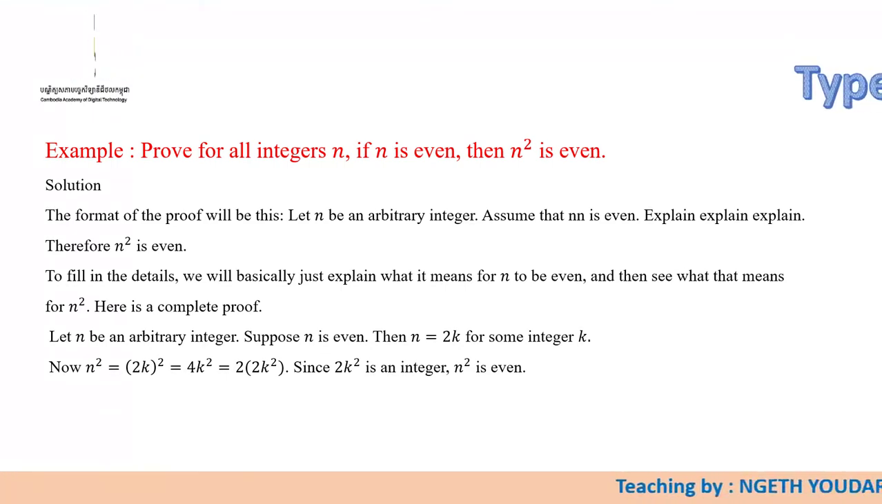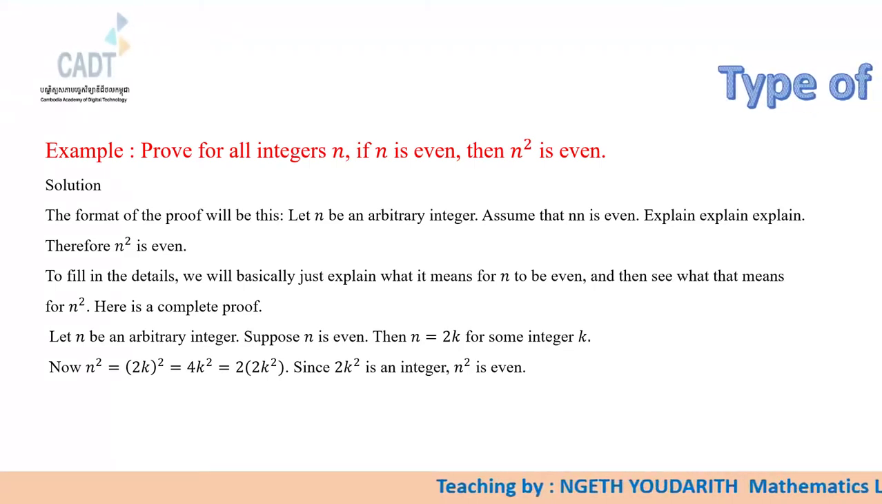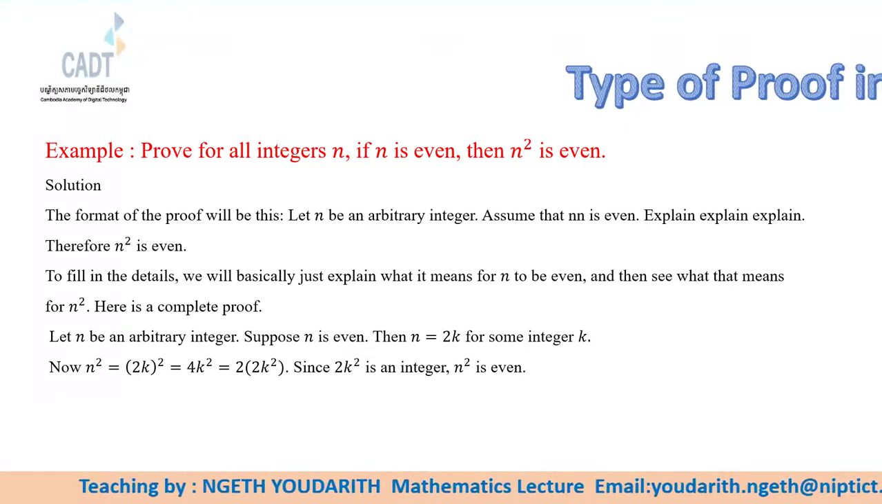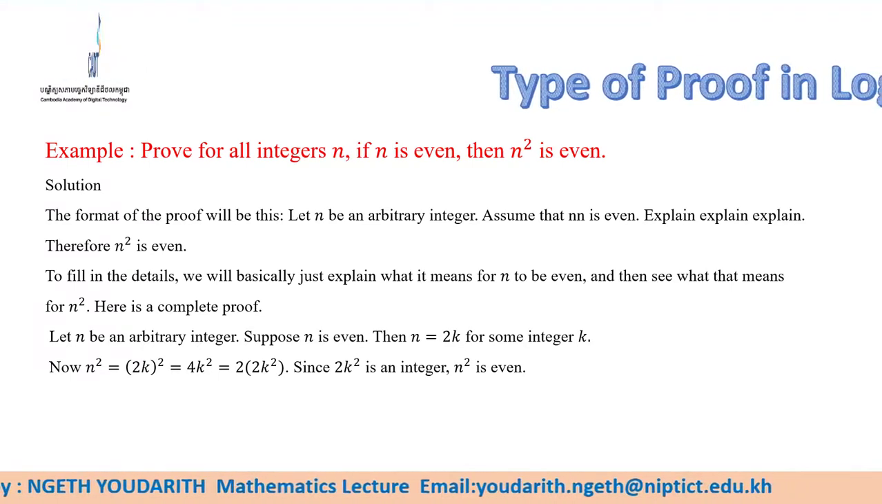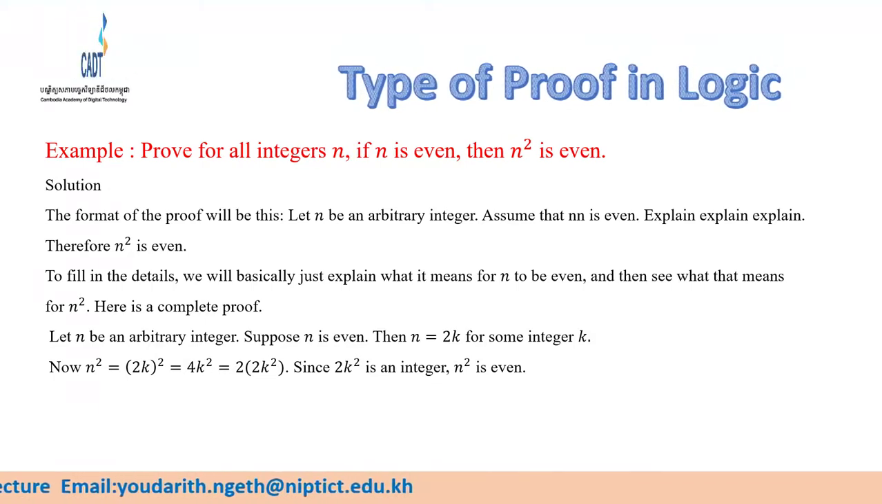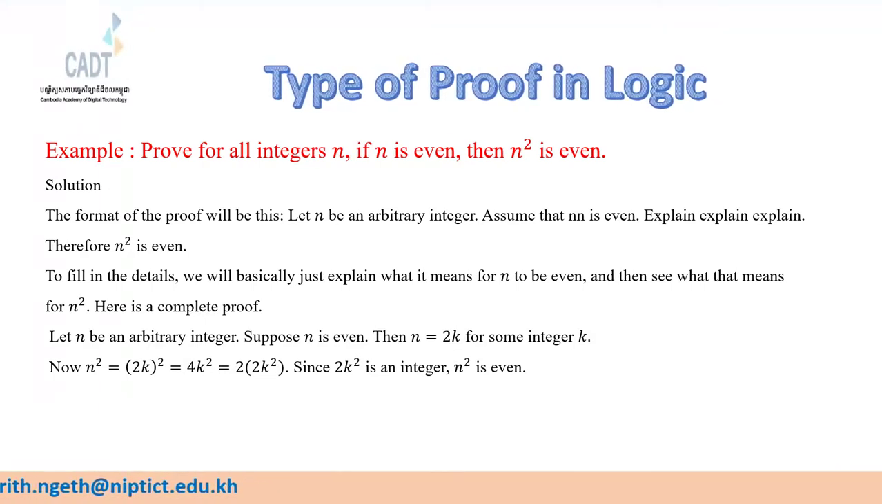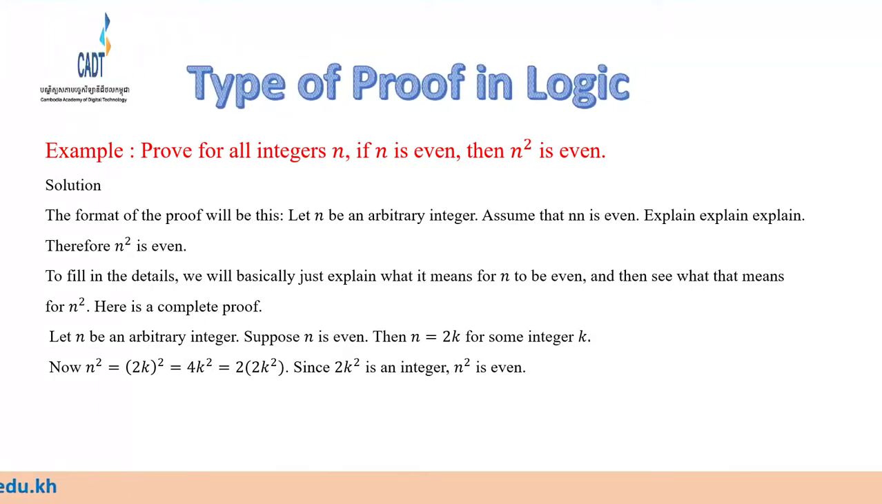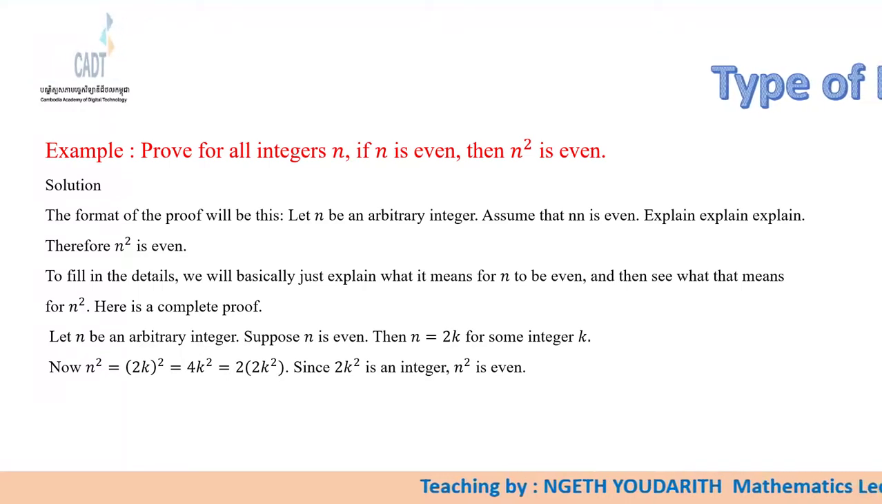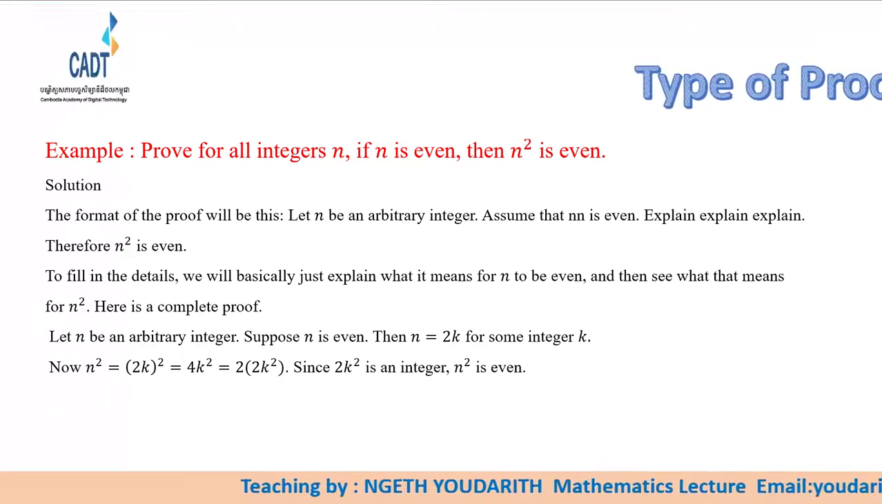So if n is an even number, we always have n squared is an even number. If n is an odd number, then n squared is also an odd number. Direct proof we can solve from the small to the big one. But it's different from contrapositive. In contrapositive, if we have the big one, we solve for the small one.